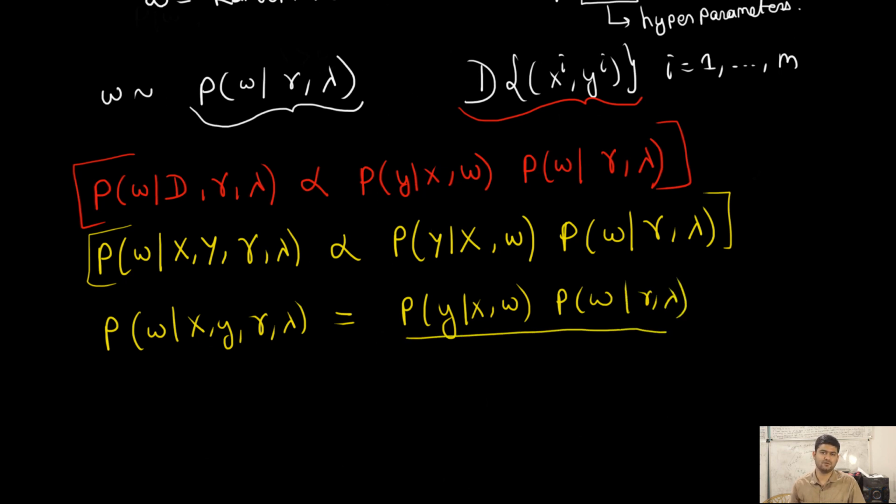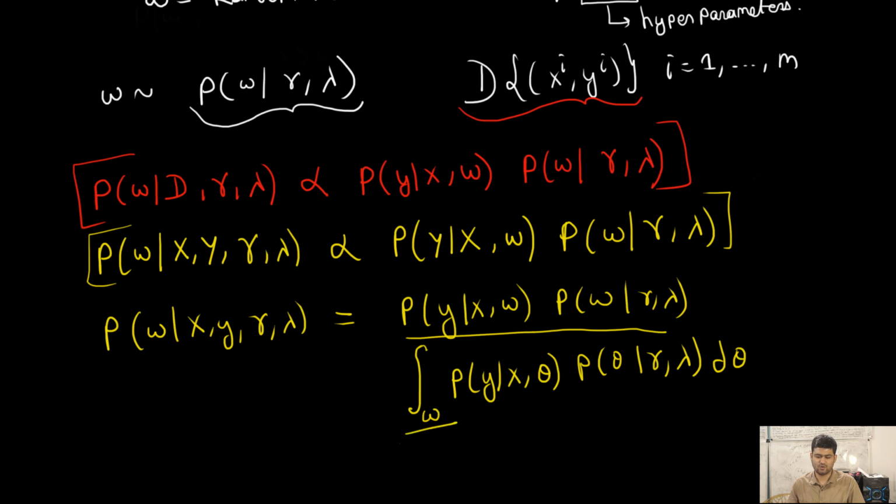the denominator. Now since W is a continuous variable and not discrete, the summation would be replaced by the integration. So this would be the integral over all the values of theta, P of y given x comma theta into P of theta given gamma comma lambda times d theta. Right. So we're integrating it over the domain of W. Or we can just replace this theta by W, and this would then be dW, right?